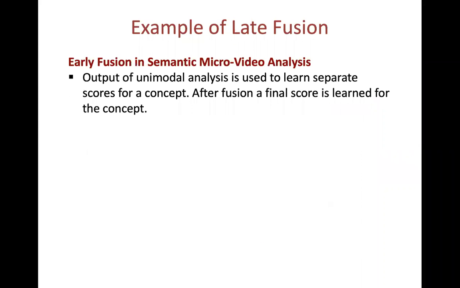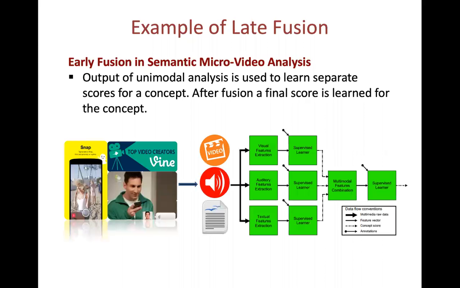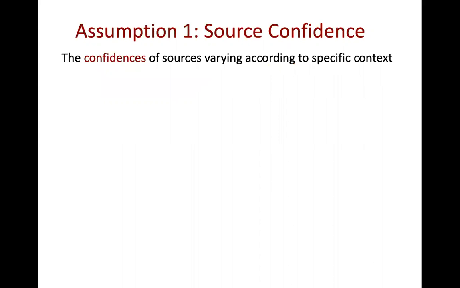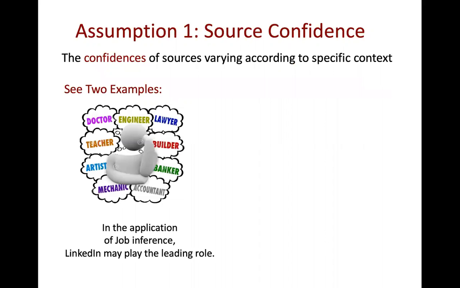So for early fusion in semantic micro-video analysis, the output of analysis is to learn a separate source for each concept. Yeah, this is just a recall. All of this is done based on several assumptions that you will see on the screen here, right? The first assumption, of course, is that the confidence of a source varies according to different specific contexts.